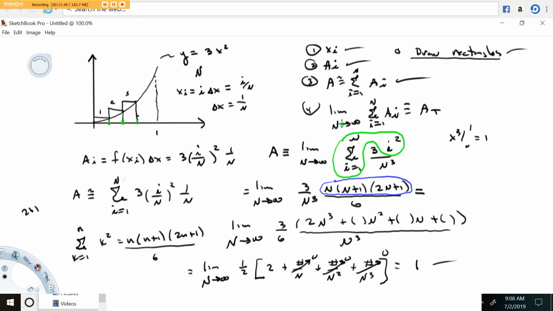Step 4, now you take the limit as n goes to infinity. This is a very important math step because at this point, your area is an approximation for any given number of n. It's this limit process as n goes to infinity that makes that area exact.